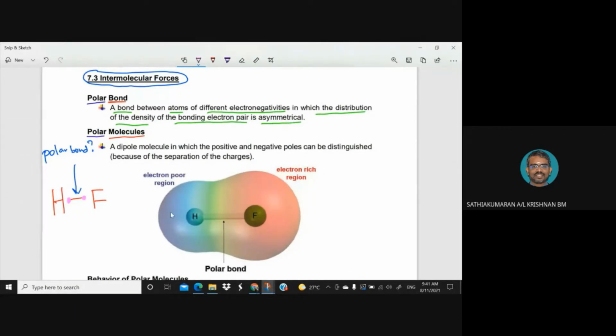What is the meaning of the distribution of the density of the bonding electron pair being asymmetrical? I want to show here. Let's see this diagram. I have the atom hydrogen and atom fluorine. Which atom has a greater tendency to attract electrons towards itself? We call this electronegativity. What is the meaning of electronegativity? We already studied it before: the tendency to attract electrons towards itself. That means here is the bonding pair of electrons.